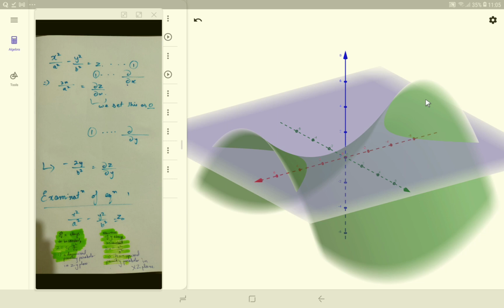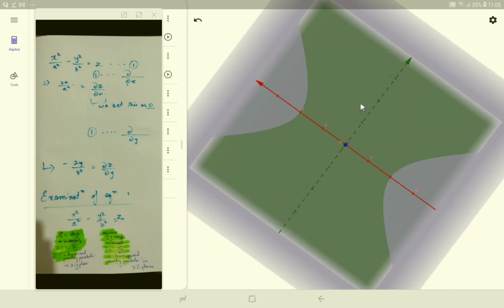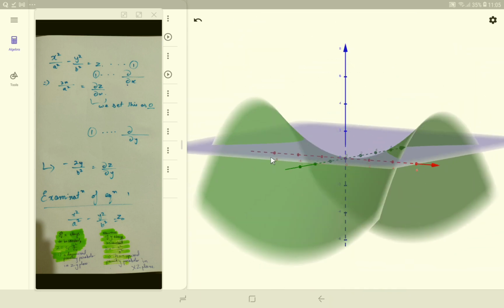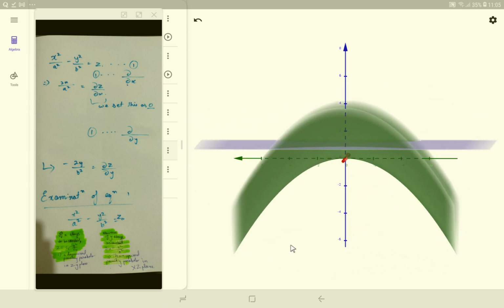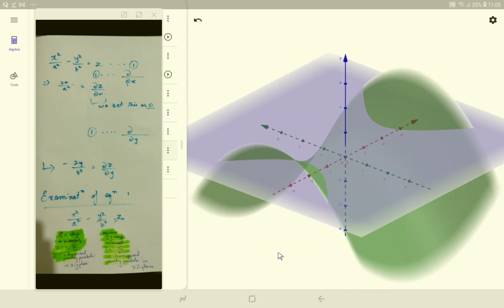Let's not go there. What I was saying is, we solve this and this equation together to find the center of the conic. But what does setting this equal to 0 and this equal to 0 and solving them together mean? Let's visualize that with the help of this graph.